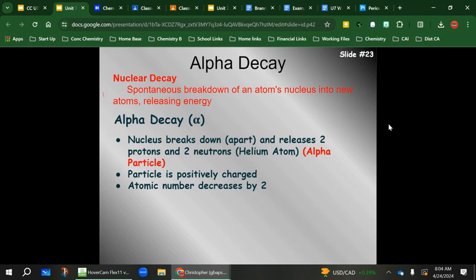Lead would become mercury. Seaborgium would become rutherfordium. You back up 2 spots because of the alpha decay. Okay? So your atomic number decreases by 2. Now, what else changes though? The mass number. By how much? 4. By 4, and it goes down by 4. Why 4?